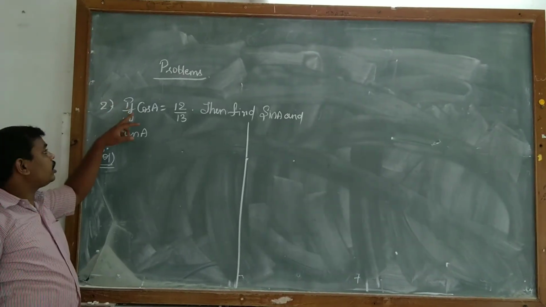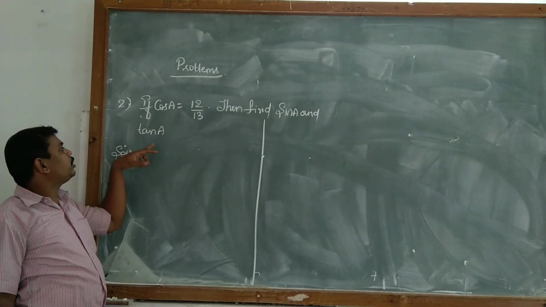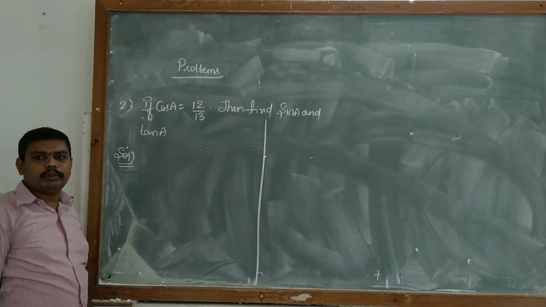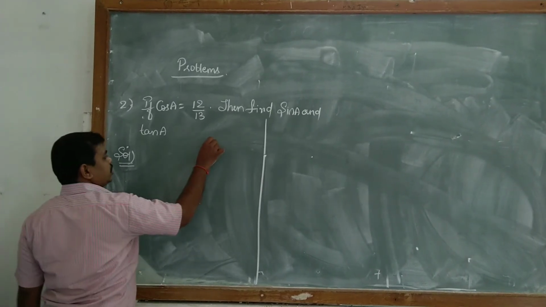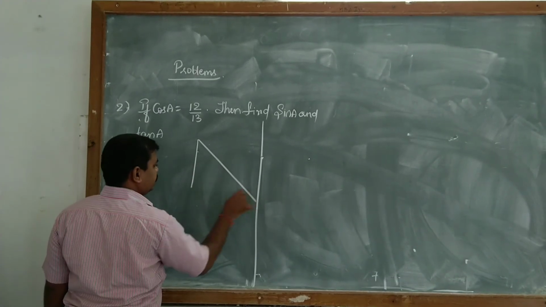The next question is, if cos A is equal to 12 by 13, then we are supposed to find out sin A and tan A. Again we are going to solve this problem by taking a right angle triangle into consideration. Let us take this as the right angle triangle here.